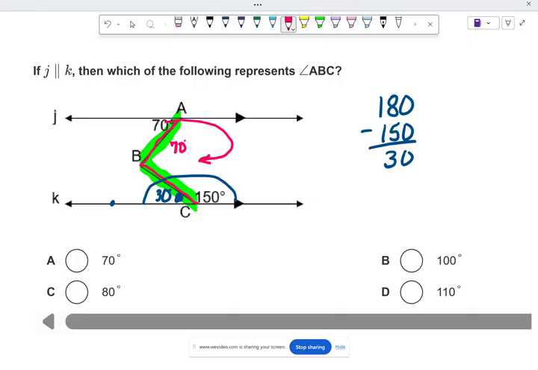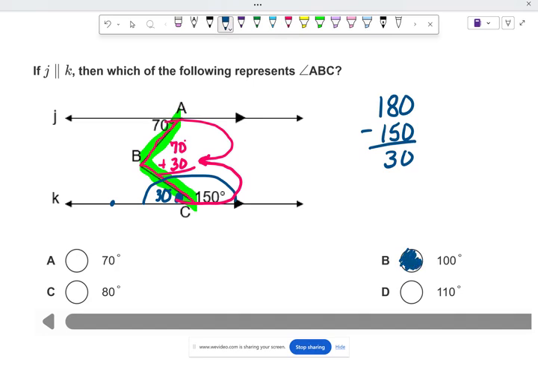Okay, we're going to let that measure fall in. See our heart we just made? And then to get the measure of angle ABC, you simply add those two numbers together. 70 plus 30 gives us 100. The measure of angle ABC is 100 degrees.